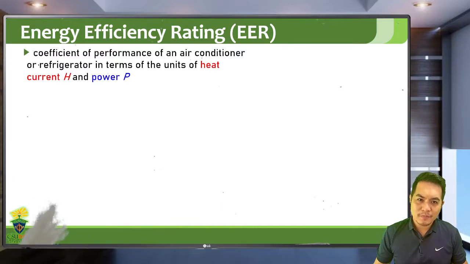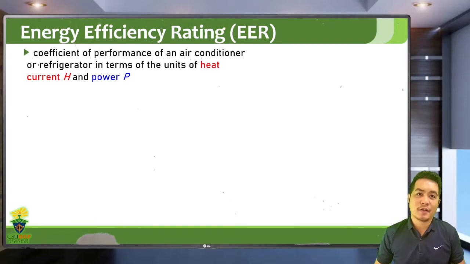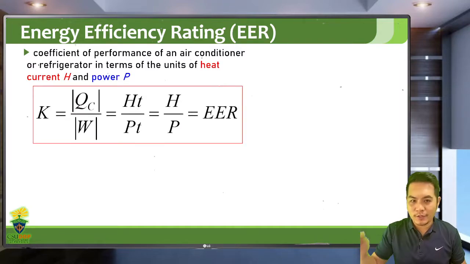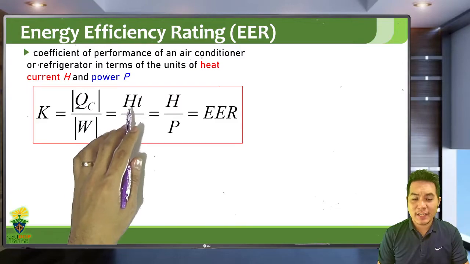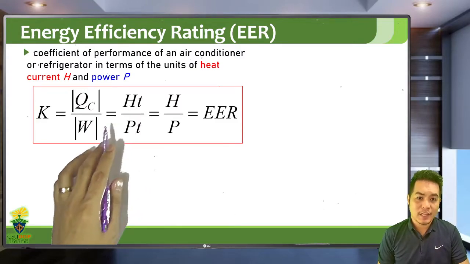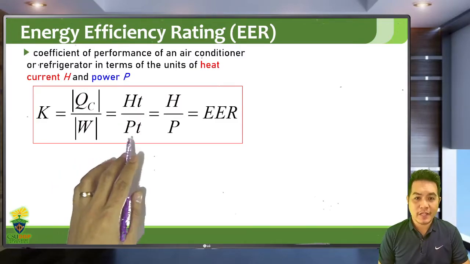Another term for the coefficient of performance of a refrigerator or air conditioner is what we call the energy efficiency rating. So basically, it is just the coefficient of performance of an air conditioner or refrigerator in terms of the units of heat current and power. So the heat absorbed by your refrigerator is basically just the heat current times the time. And the work done on the refrigerator is basically just the power times the time.